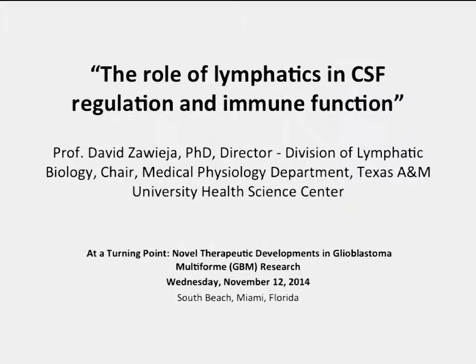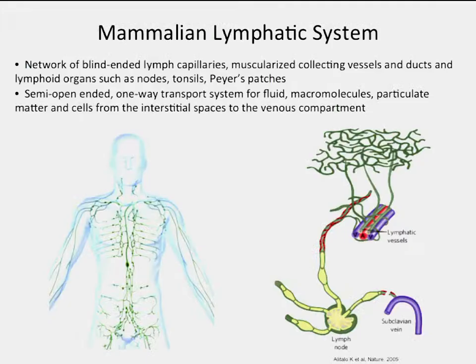So the lymphatic system in mammals is a network of blind-ended lymph capillaries, muscularized collecting vessels, and ducts. You start off here as the lymph capillaries. They become pre-collectors. They then become the muscularized lymphatic collectors that are divided up into little units separated by valves called lymphangions. It also includes the lymphoid organs such as nodes, tonsils, and Peyer's patches.